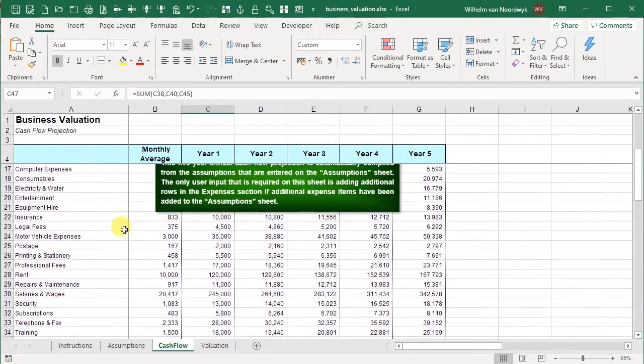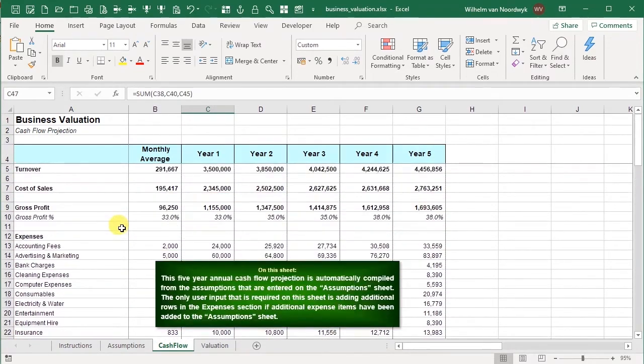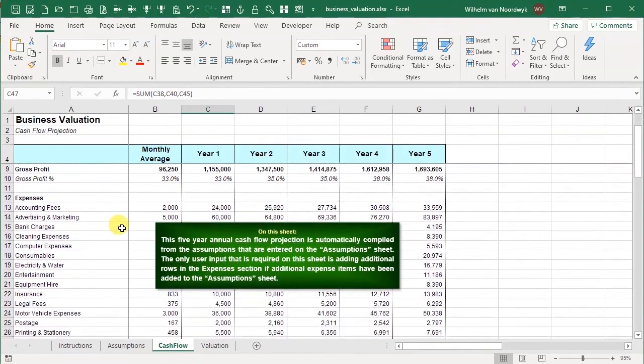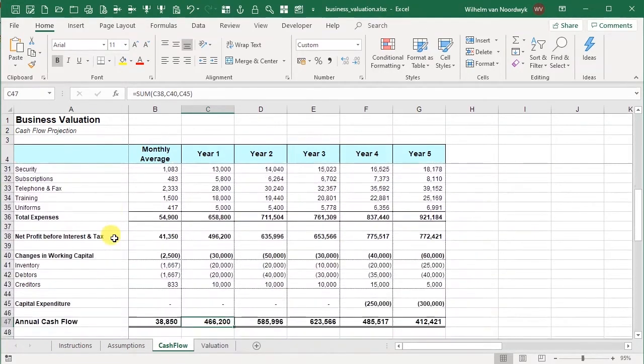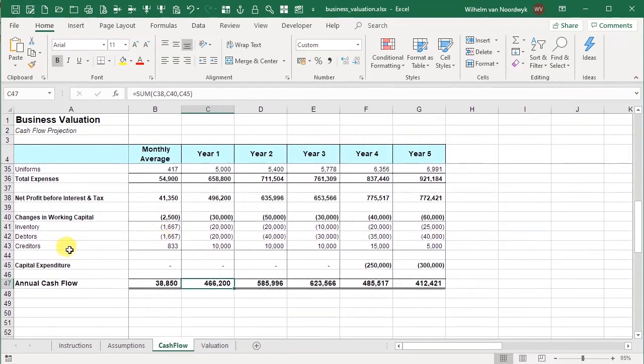Okay, so let's go to the cash flow sheet. We've already just had a look at the turnover, cost of sales, and gross profit, and then your expenses section. And that gets you to a net profit before interest and tax for each year. We then take into account your working capital movements, and if you adjust your net profit before interest and tax by the working capital, you get to a cash flow from operations.